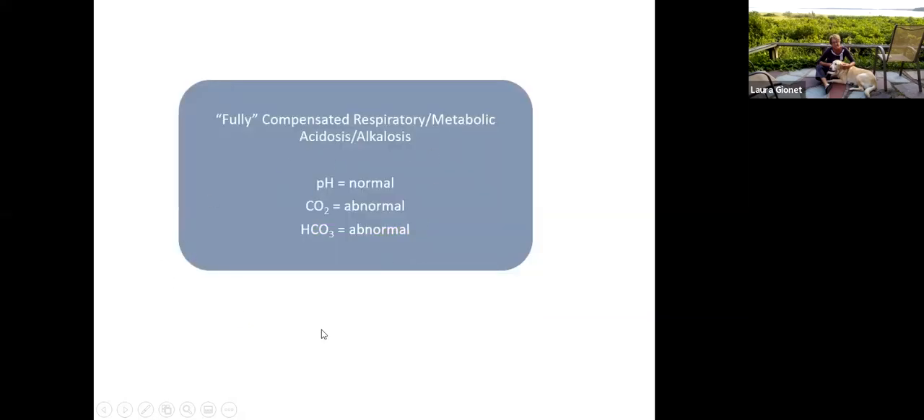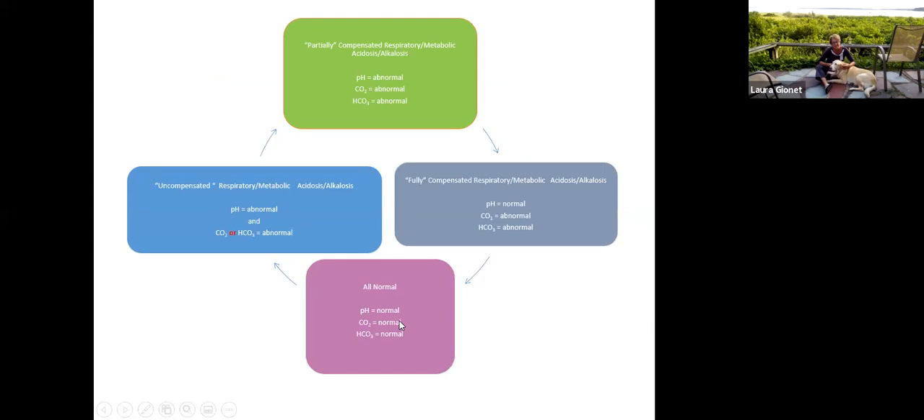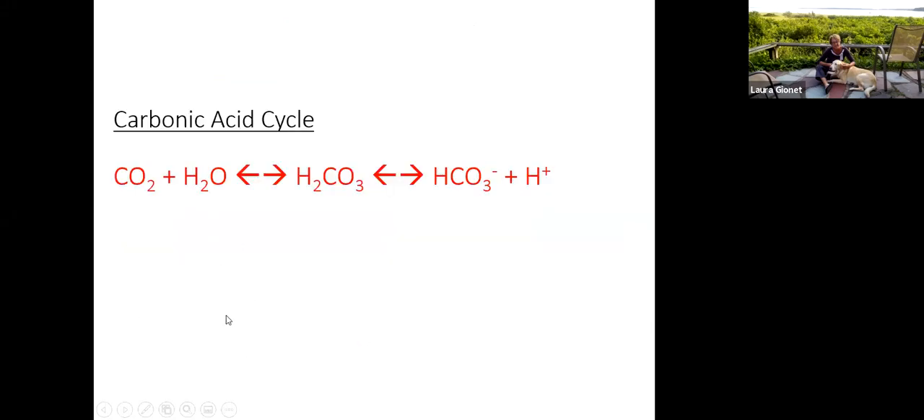Then we get to a fully compensated state. And now we've been able to stabilize the pH to a normal range, but that carbon dioxide and bicarbonate may still be out of range. Maybe not as severely as they were before, but they're getting closer to normal ranges. And so pH is normal and the other two are out of range. And then hopefully we come back to normal. All right, that takes us to the carbonic acid cycle. Again, CO2 plus H2O yields carbonic acid, H2CO3, which yields bicarbonate ions and hydrogen ions.